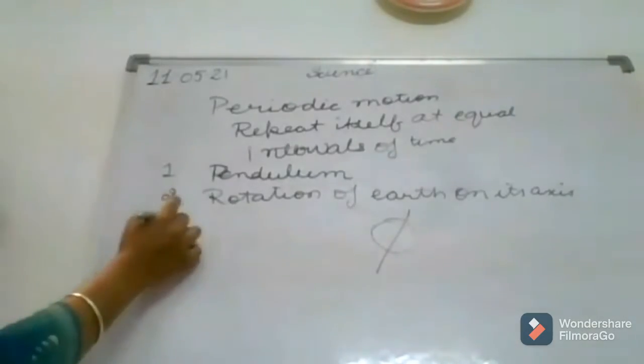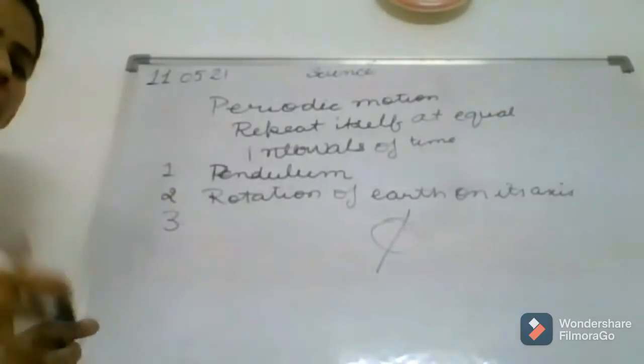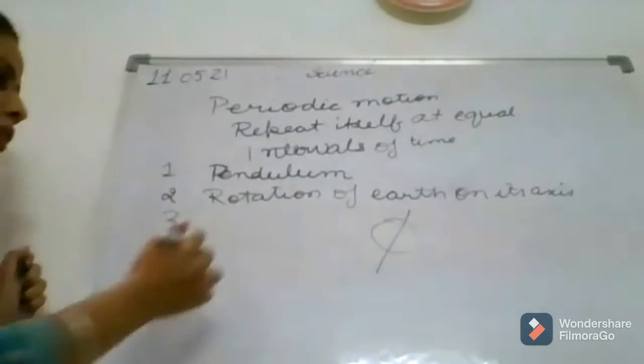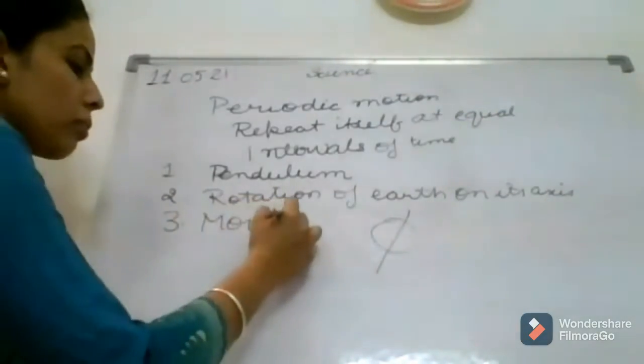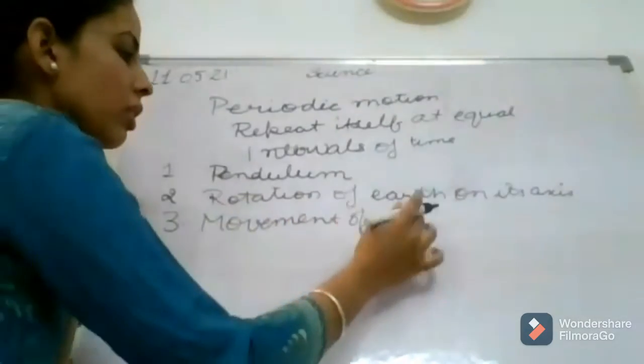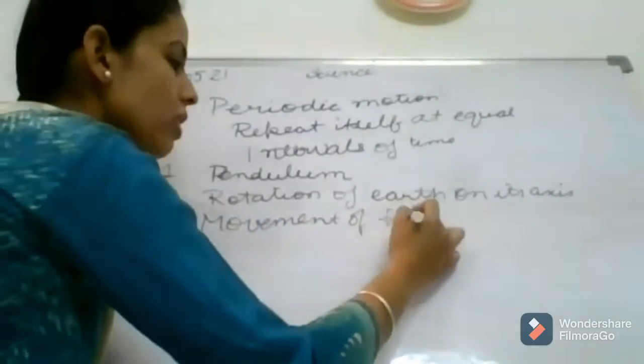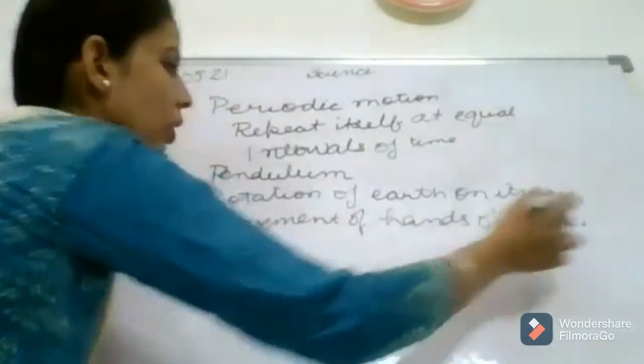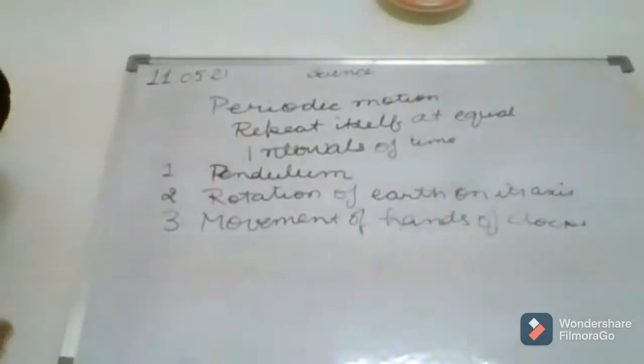Next, the most common example that I have given you a number of times, the movement of hands of clock. Okay, it is also a periodic motion. It will obviously after 1 hour, the next hour will start. Clear? So it is periodic motion.